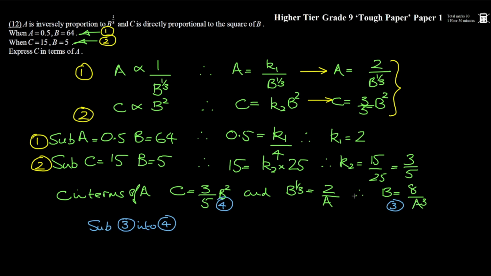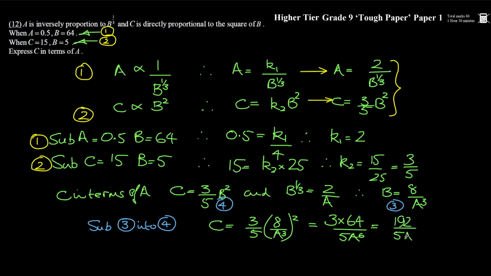So subbing 3 into 4, we get that C is equal to 3/5 B squared. So this is 8 over A cubed, squared, which is equal to 3 times 64 divided by 5 multiplied by A to the power 6. And this is equal to 192 over 5A to the 6th. And that is your answer.